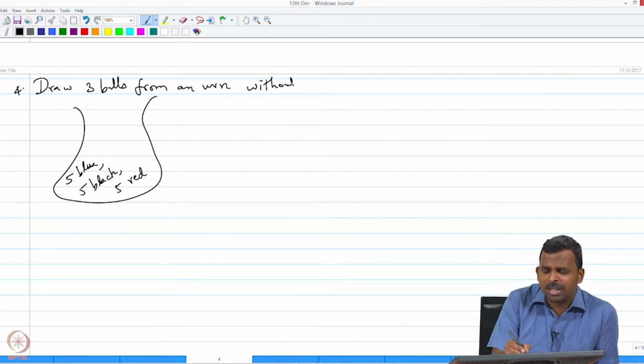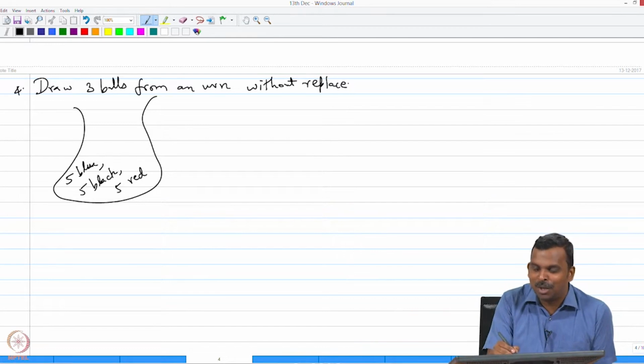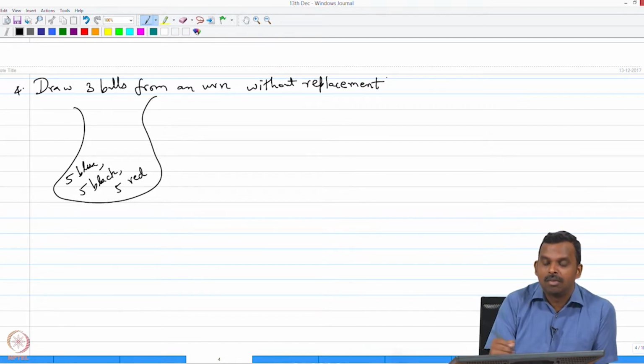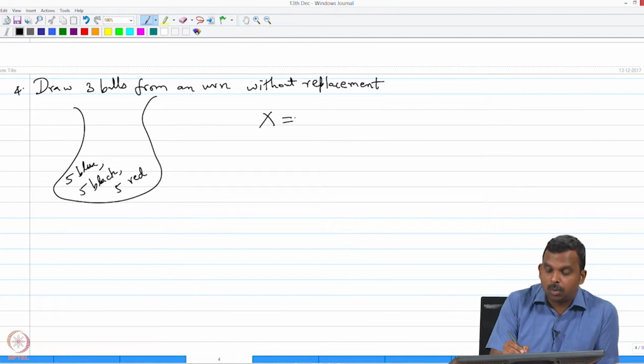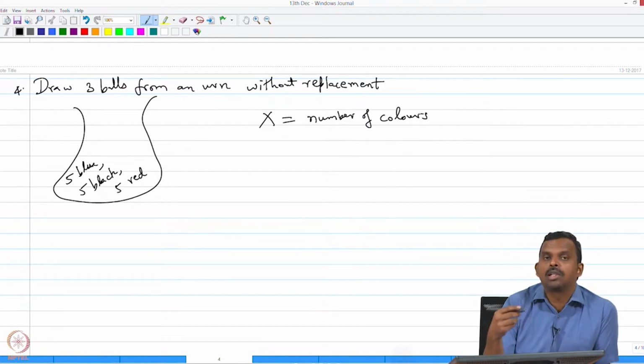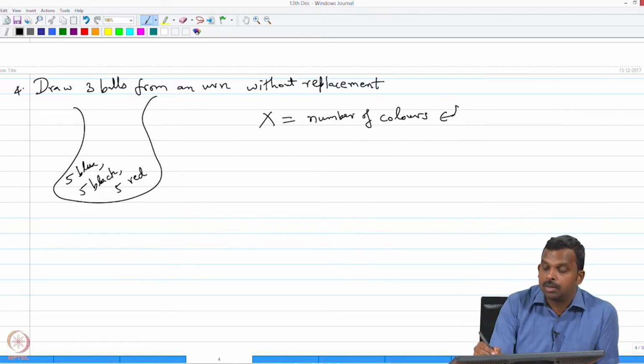Okay, so, the without replacement makes everything a little bit complicated or interesting, depending on your point of view. But without replacement is the case we are going to consider. And I will once again just look at one random variable. This is the number of colors that you got. Okay, you drew 3 balls, all 3 could be of the same color, in which case the number of colors would take the value 1, or you could have 2 balls of one color and another ball of a different color, in which case the number of colors is 2.